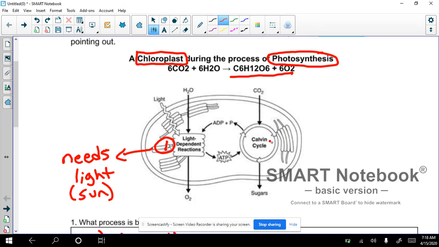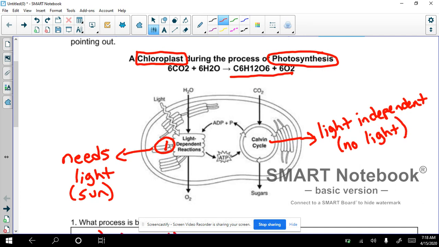The second part over here, the Calvin cycle, is another term for what we call light independent. When you are independent, that simply means that you do not need something. This means that this reaction does not need light. It can happen in the light, it can happen in the dark, it doesn't really need it. This is the second part of photosynthesis. So photosynthesis happens in two parts.